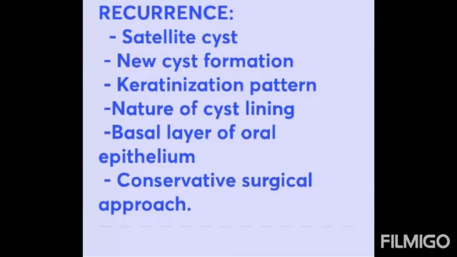And why does recurrence most commonly occur in OKC? These are the reasons. First, satellite cysts or daughter cysts, new cyst formation, the keratinization pattern, and the nature of the cyst lining, because it is highly active and has mitotic activity, so it produces recurrence. Also the basal layer of the oral epithelium and the conservative surgical procedure.